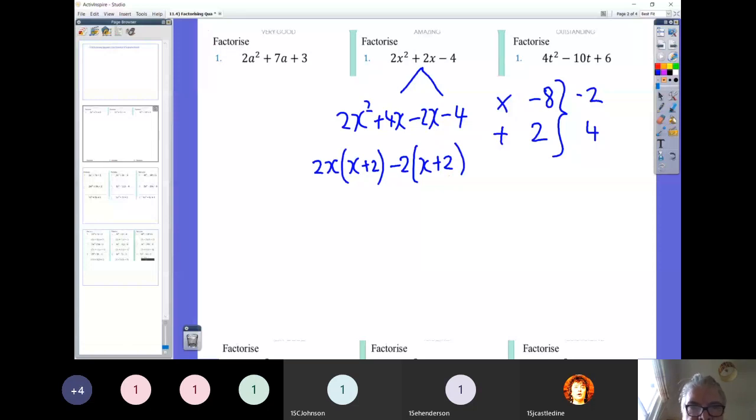So our final answer are the components that presently aren't in a bracket. Actually thinking about it, I didn't mention that earlier on when I did number 1, did I? So our final pair of brackets comprises the repeated bracket, so the x plus 2, but also the two components that are not in the bracket, so the 2x and the minus 2.